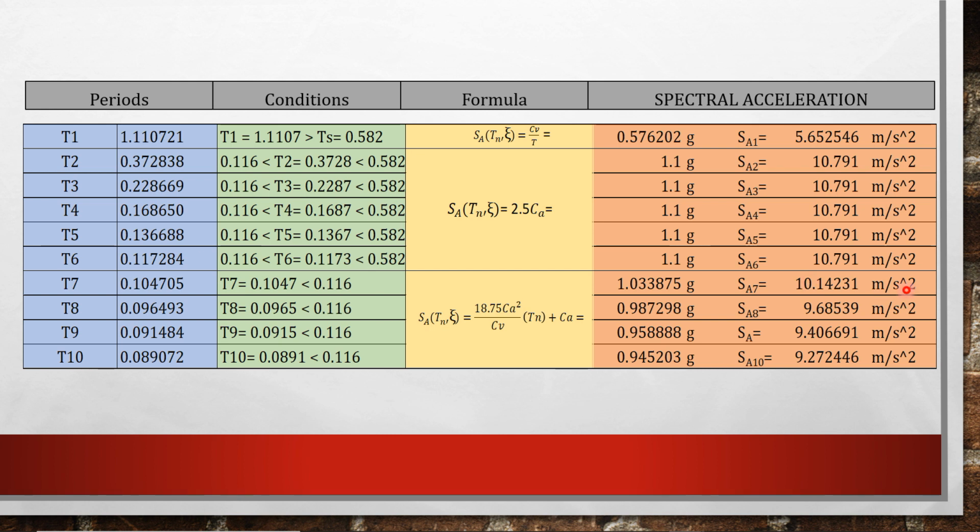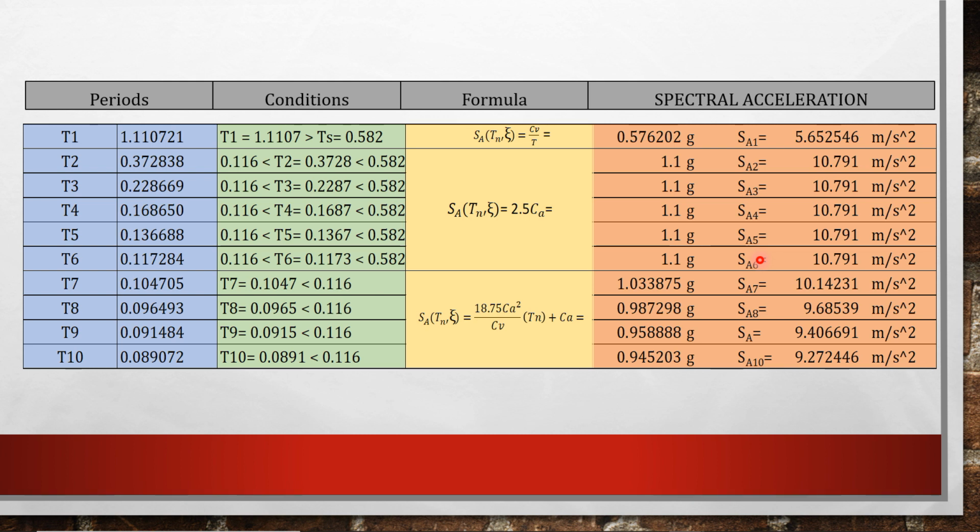So, using this process, using this method, the same with the T8, T9, and T10. So, ito na yung mga magiging value natin. So, spectral acceleration 1 is equals to 5.65 meter per second squared, spectral acceleration 2 is equals to 10.79 meter per second squared. The same with spectral acceleration 3, 4, 5, 6 since they have the same values. So, next, dito naman tayo sa SA7, spectral acceleration 7, 1.033875 G is equals to 10.14231 meter per second squared.